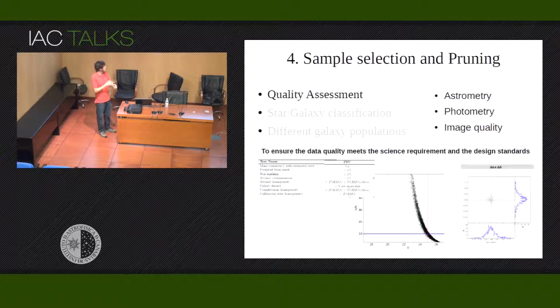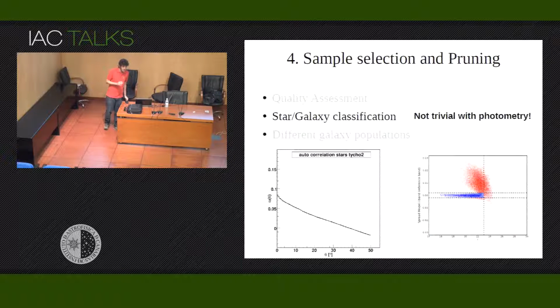the astrometry and photometry. Those issues are generally checked by comparing with previous observations of standard stars, and we can look at the properties of your images. In photometric surveys, there's quite a big issue with the star-galaxy classification. In a spectroscopic survey, it's much easier to check if your object is a star or a galaxy. But in photometry, it's not a simple task.